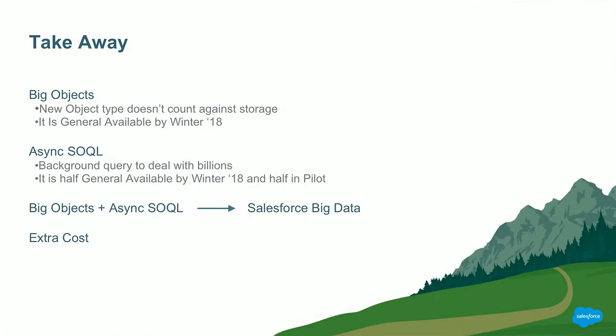And that's all. Takeaways. Big objects is a new type of object that doesn't count towards limitations, and it's generally available right now, so you can leave this session and start playing with that. Async SOQL allows you to run SOQL in the background without limitations. It's generally available right now, but just half, and there is another part of the functionality that is still in pilot. Finally, big objects plus Async SOQL is a new infrastructure that Salesforce provides in order to handle big data. And the last thing, it has an extra cost, obviously, but you need to double check with Salesforce about that. And for sure, it will be less than the storage that we have in our organization.